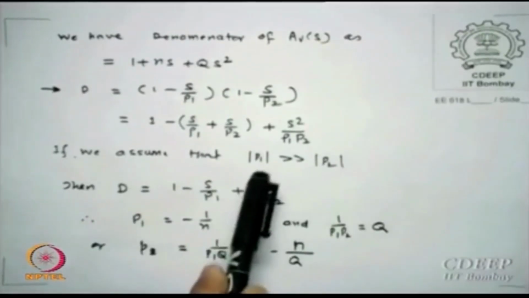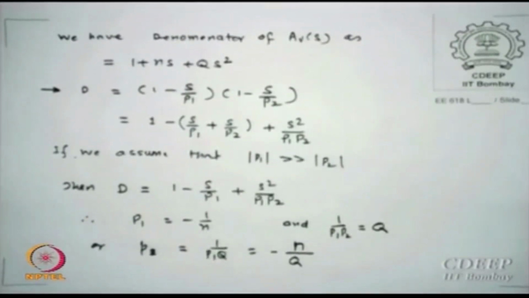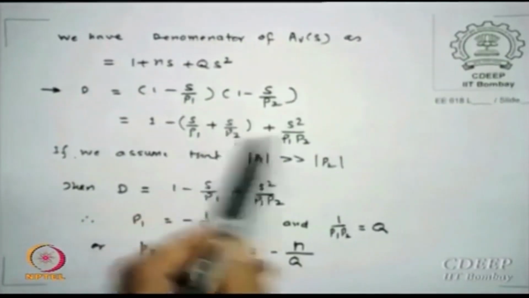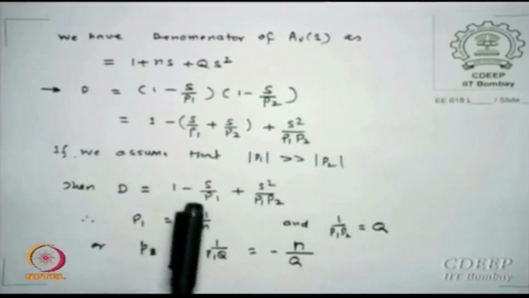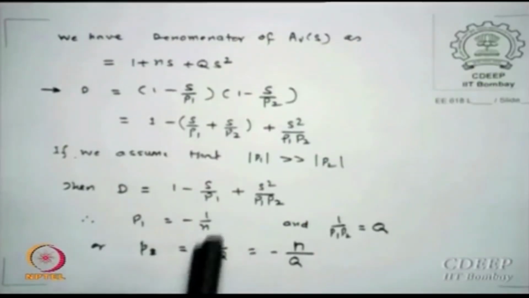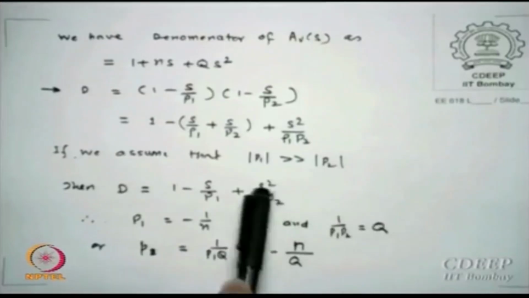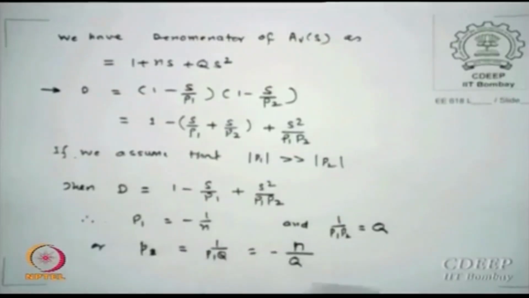I said in general the first pole, which is my dominant pole, is much higher, I mean much away from the second. If I take such decisions, then it is easier because the second term I can leave out. So it is 1 minus s by P1, s square by P1 P2. Then P1 is, because this is N, minus 1 upon N, and 1 upon P1 P2 is Q, so P2 is minus N by Q, or 1 upon P1 Q. So now I have both poles available to me, P1 and P2.